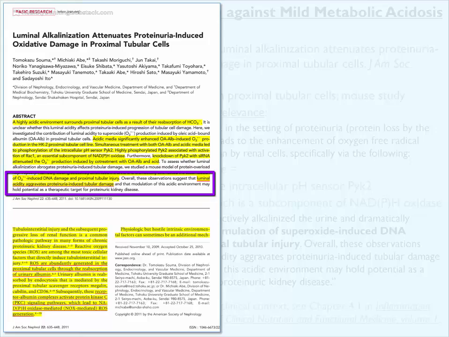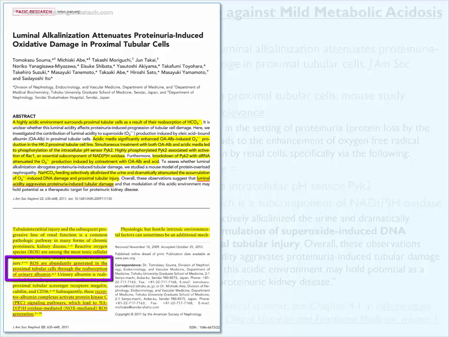So basically what that means is that the acidic environment of the kidney, if the kidney doesn't have enough alkaline reserve, we might say, this leads to accelerated renal degeneration, or we might say rapid biological aging of the kidneys. Also, looking in the first paragraph of this article on the first page, we see that reactive oxygen species are abundantly generated in the proximal tubular cells through the reabsorption of urinary albumin.